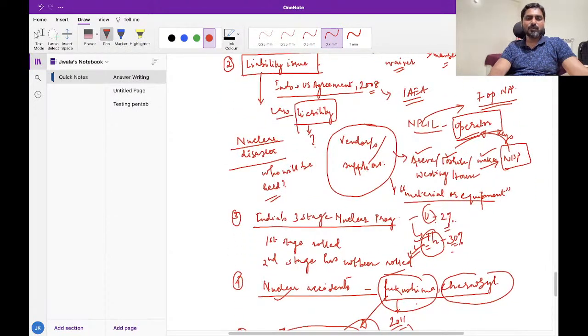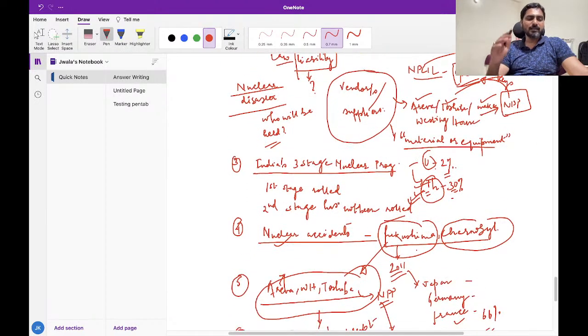So liability issue, you can mention that we need, or we can have a broader approach. So more deliberation or discussion should happen between the government and, let us say, the foreign companies, so as to come to a middle ground. And we should be able to develop our second stage and third stages of the civilian nuclear energy program. So we should be investing more.